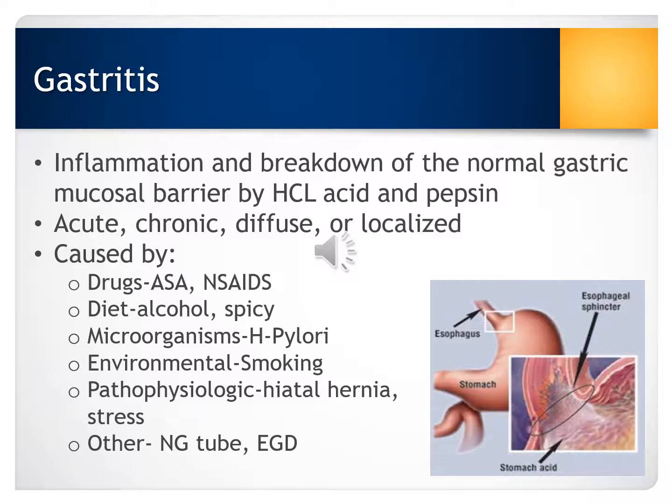Gastritis is one of the most common problems affecting the stomach. It is the inflammation and breakdown of the normal gastric mucosal barrier by hydrochloric acid and pepsin. Gastritis can be acute, chronic, diffuse, or localized. It is typically caused by certain medications such as aspirins and NSAIDs, diet, which can include alcohol and spicy foods, microorganisms such as H. pylori, smoking, and it can also be caused by hiatal hernia or stress.